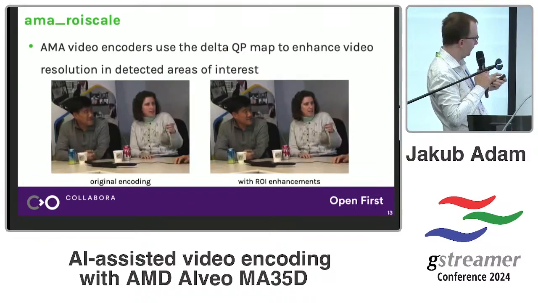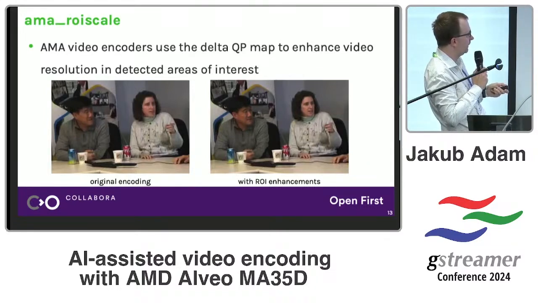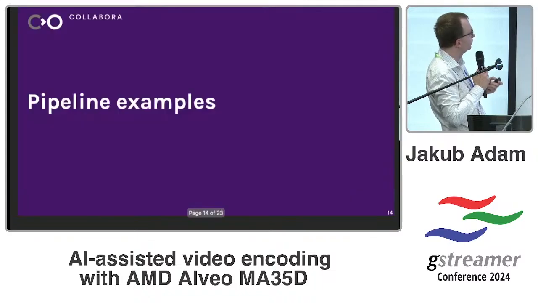As an example here, original image without object detection, and here with ROI enhancements, the faces retained more detail thanks to the object detection done previously in the pipeline.